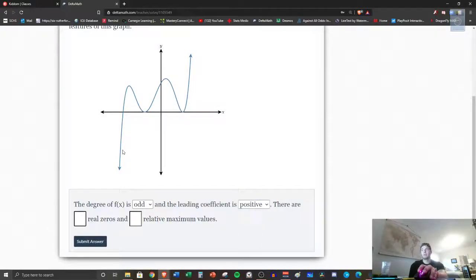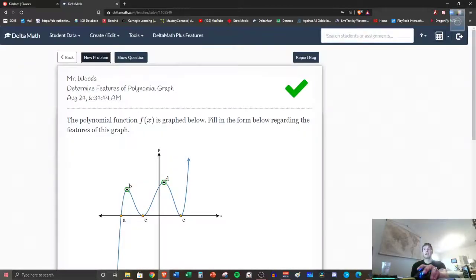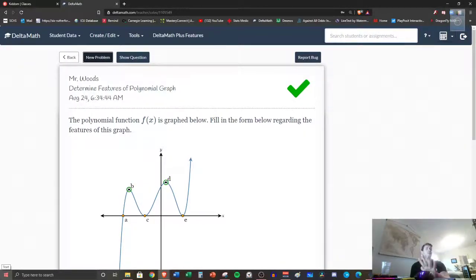Then we just count real zeros. 1, 2. There's 3 times that it touches that x-axis. Those are the zeros. Relative maximum values. 1, 2. And that's how you want to answer these questions. So there's more than one way to describe these functions, but that's the purpose of this skill. It's very abstract. There's no numbers. You're just sort of going through the definitions that we've been learning in here, okay?